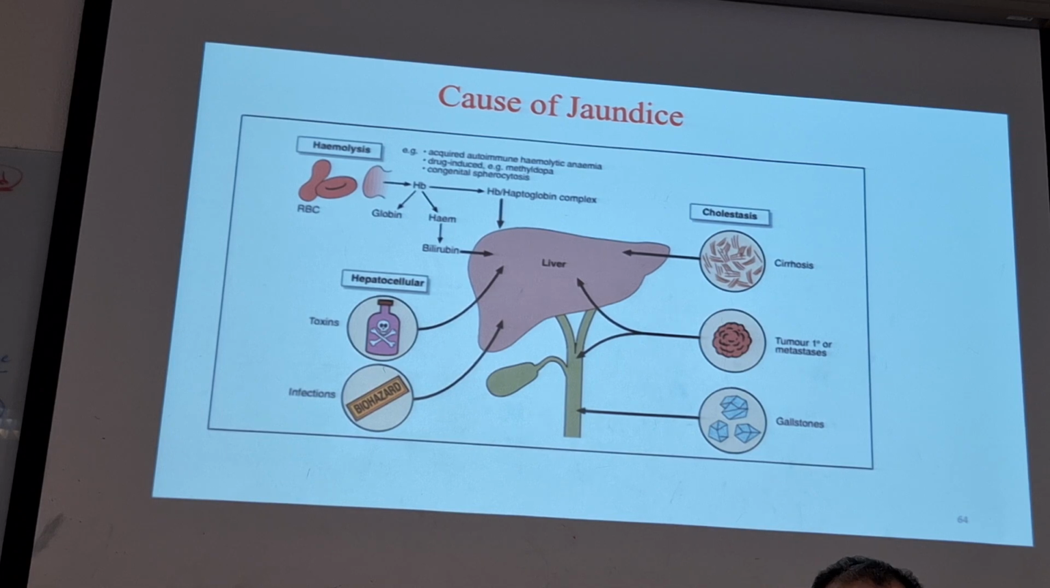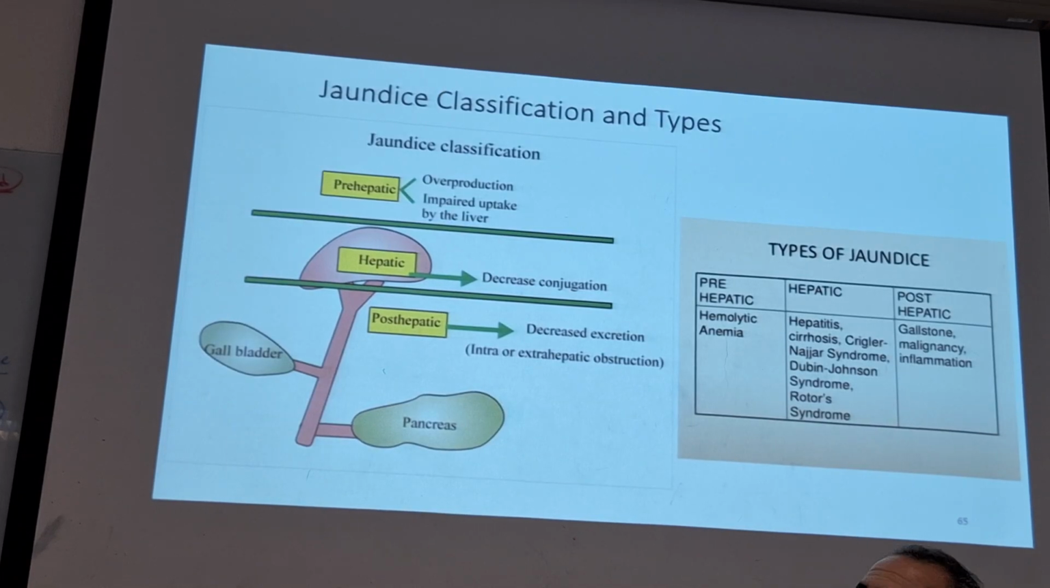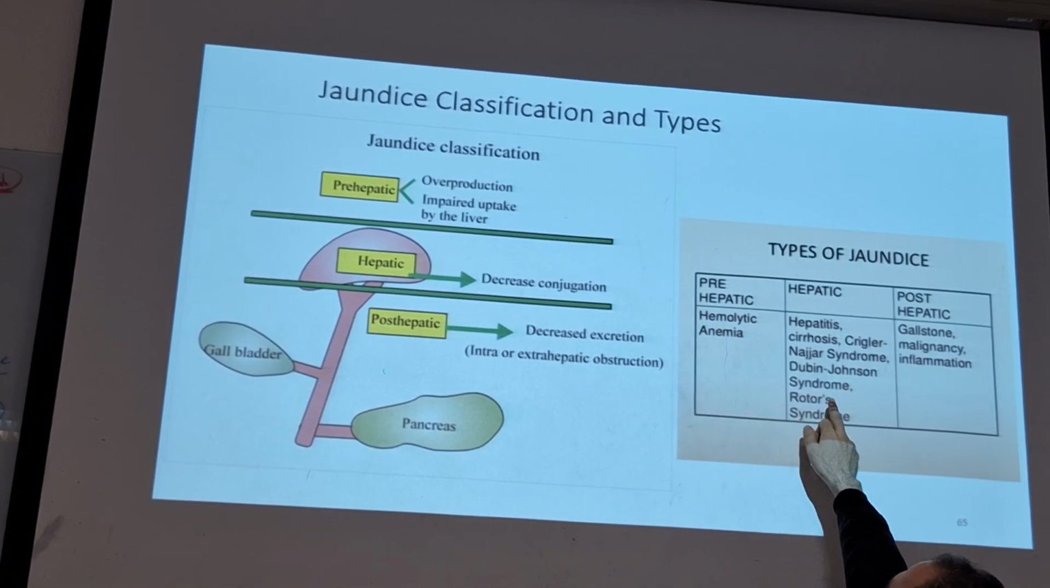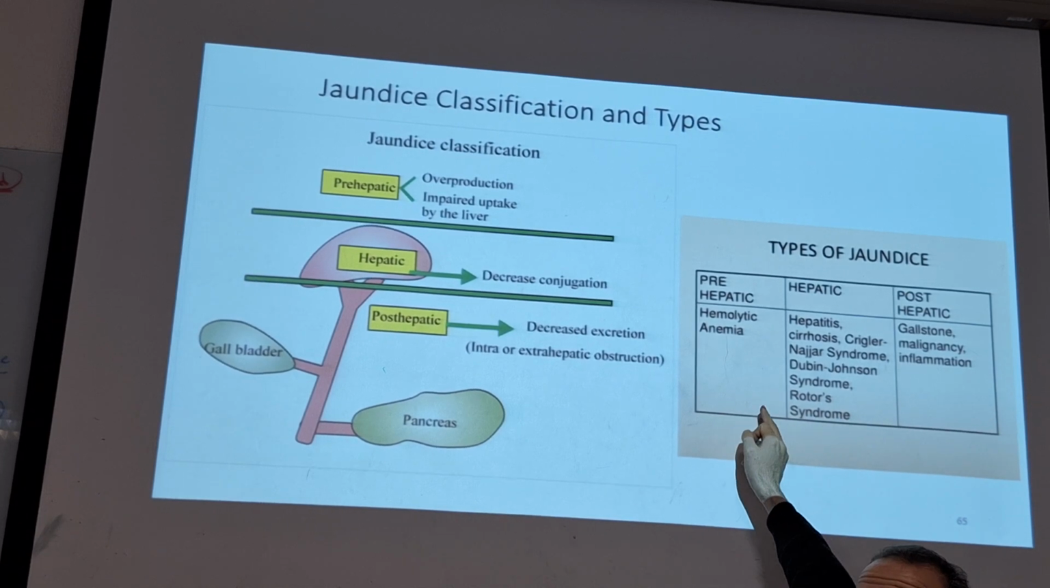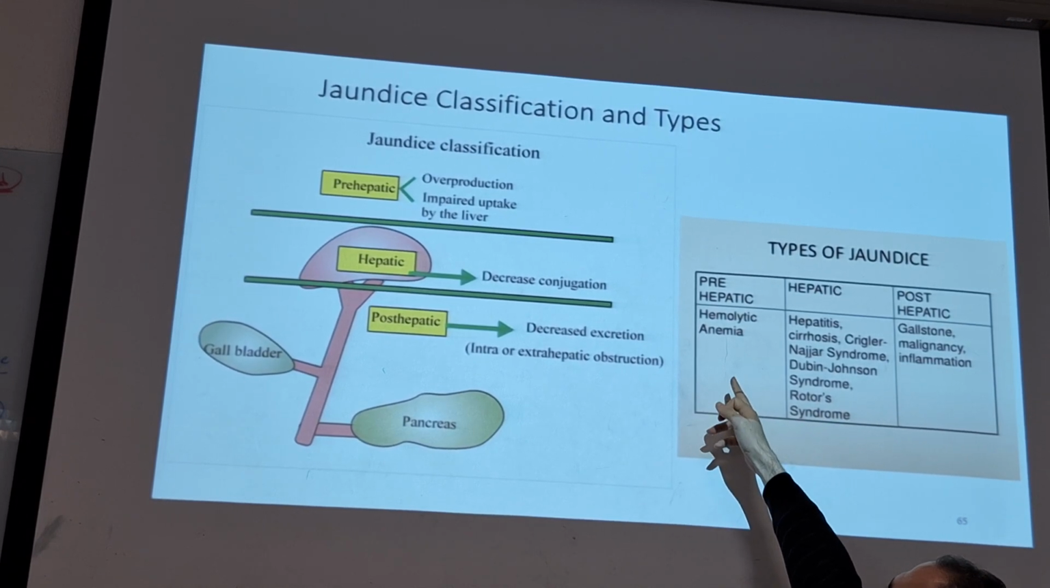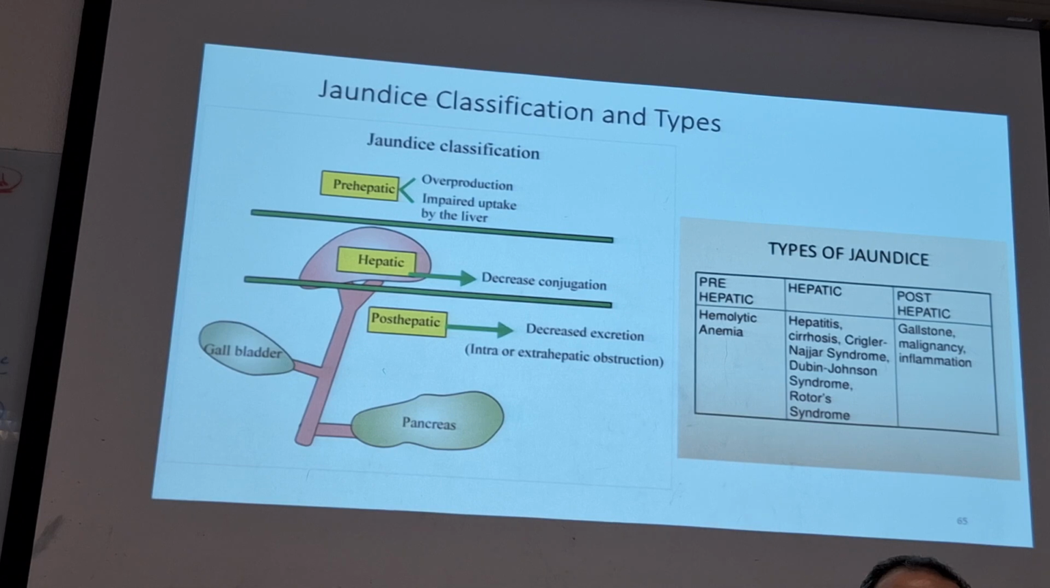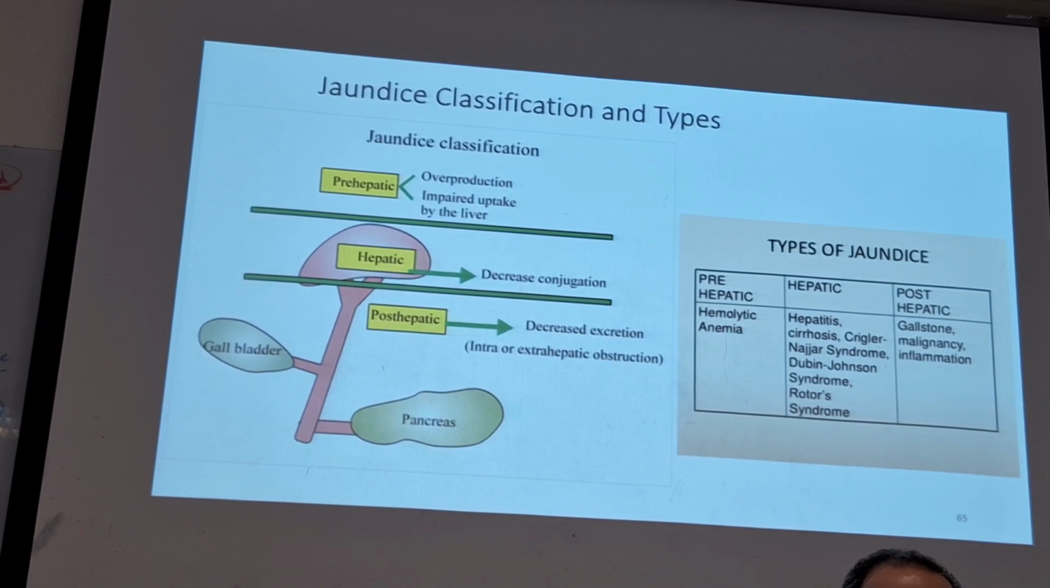Related to the type of jaundice, we have pre-hepatic, hepatic, and post-hepatic. Memorize: hemolytic anemias are categorized in the pre-hepatic part. Hepatitis, cirrhosis, Crigler-Najjar syndrome, Dubin-Johnson syndrome, and Rotor syndrome are all hepatic. Gallstone, malignancy, and inflammation are known as post-hepatic.